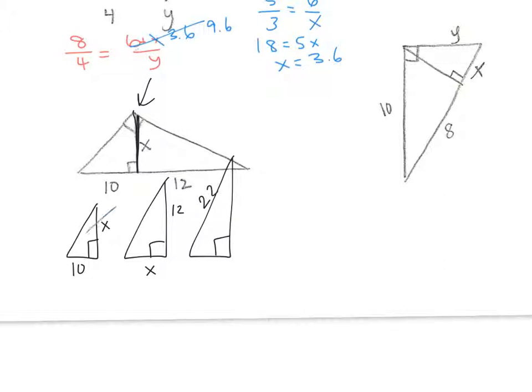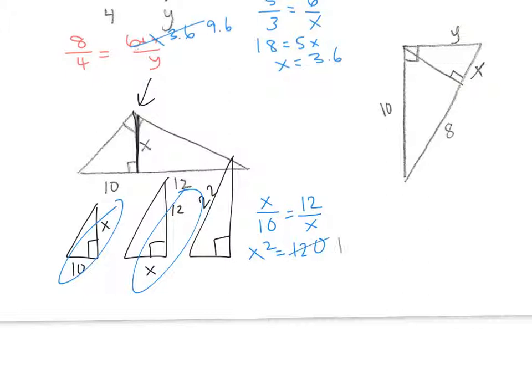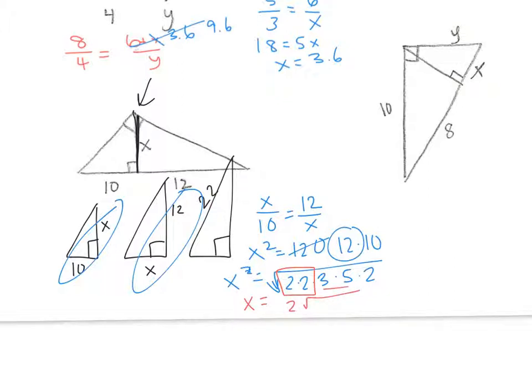So I'm going to use proportions. X is to 10 as 12 is to x. Then when I cross multiply, I get x squared equals 120. Or x equals, I'll just leave it as 12 times 10 because that'll be easier to factor. So x equals the square root of; factors of 12 are 2, 2, and 3. Factor out 10 is 5 and 2. So I have a pair of 2s that I could take out. So it's x equals 2 times the square root of 3 times 5 is 15 times 2 is 30. So the answer is 2 root 30.